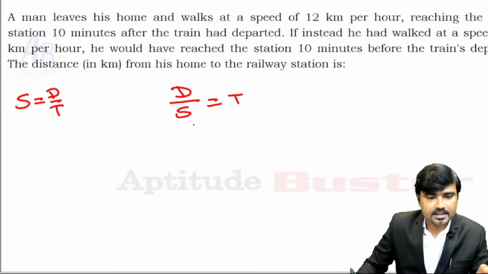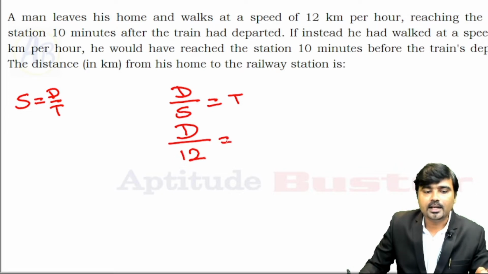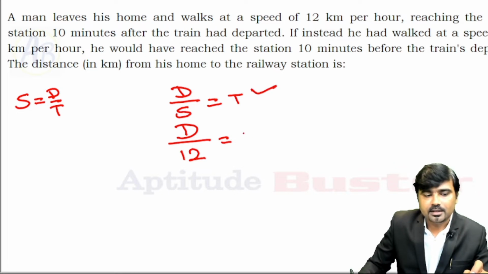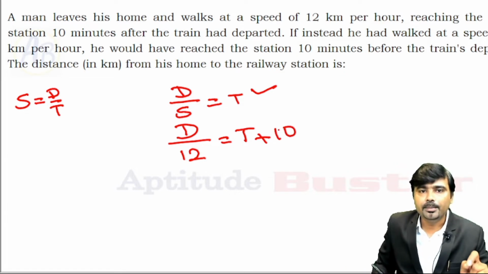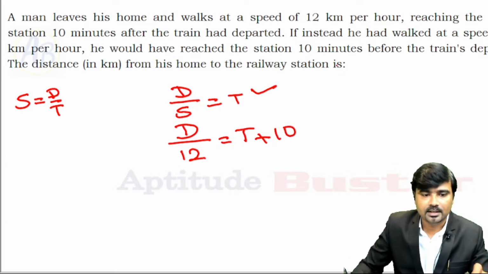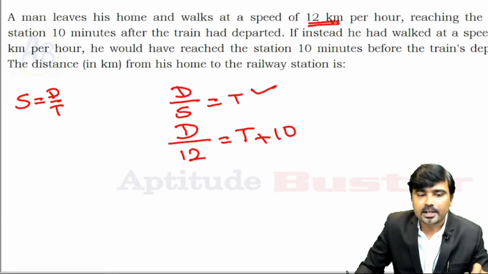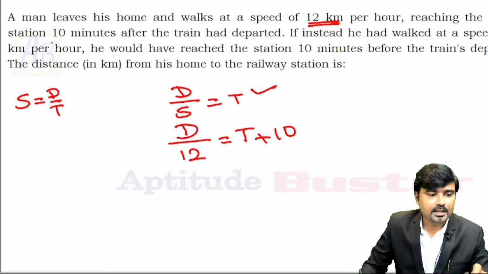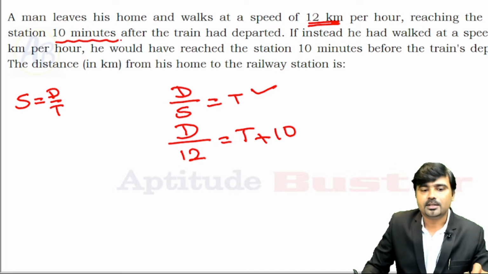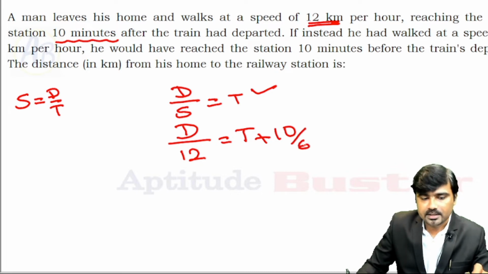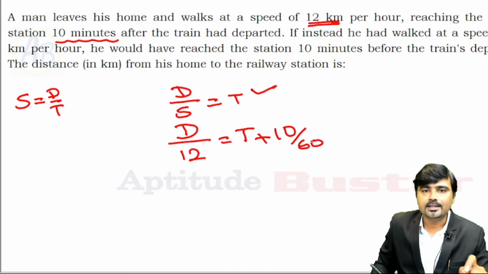Okay, the distance is not given, the speed is given initially, 12 km per hour. What's the time taken? Time taken is 10 minutes after. That means the usual time taken t, this should be t plus 10 minutes. And don't make the simple mistakes here. In this one it's given 12 km per hour, but here time is given in minutes, so you need to divide by 60 to make this an hour.